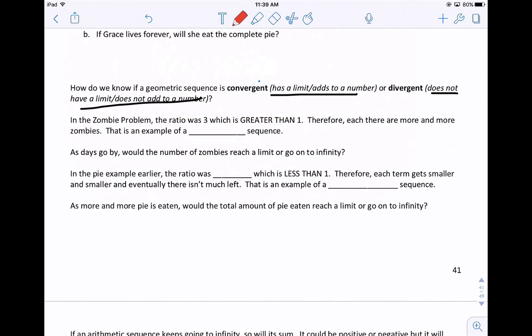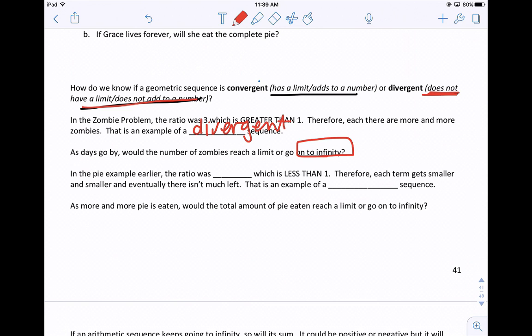So I'll use divergent. Divergent means it will not add to a number. It keeps going forever. Depending on the human population, they will keep turning to zombies. So this should go to infinity because it will keep getting bigger and bigger and bigger if the ratio is greater than 1. So if it's 3 and you keep tripling it every time, it's going to keep growing.